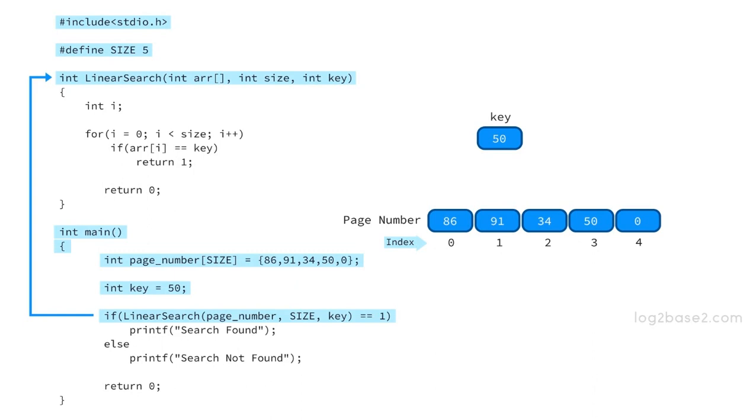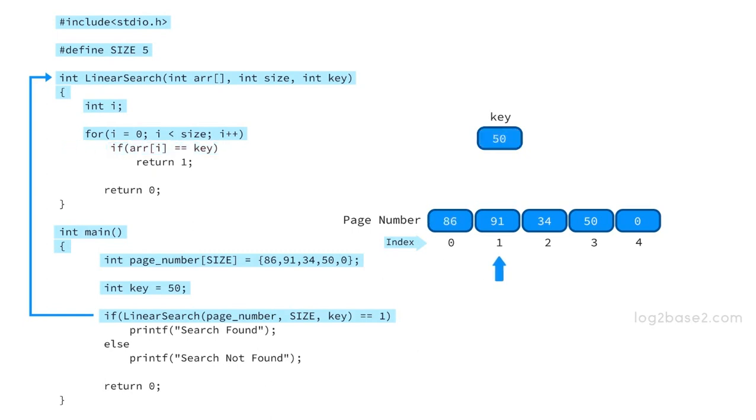Now we can simply perform linear search using a for loop. We will iterate over the array, and in each iteration we will compare the key and the element. So declare an integer variable i, and we have the for loop for i equal to 0, i less than size, i plus plus. So i will take the values 0, 1, 2, 3 and 4. And in first iteration i equal to 0. So check if arr of i, that is arr of 0, equal to key, which is 50. And it is not. So increment i and start the next iteration.